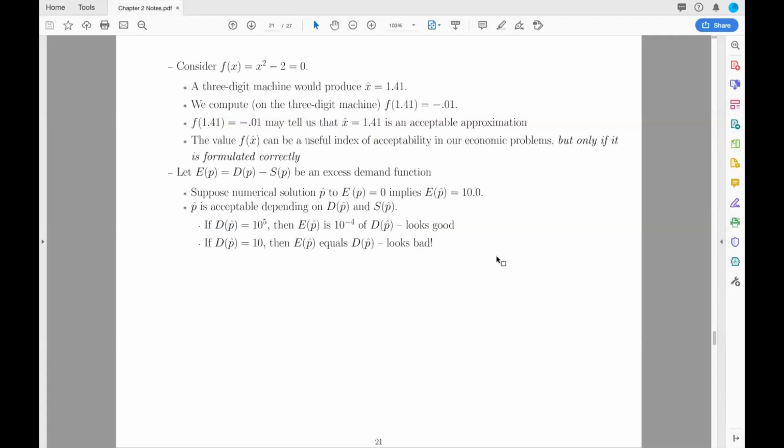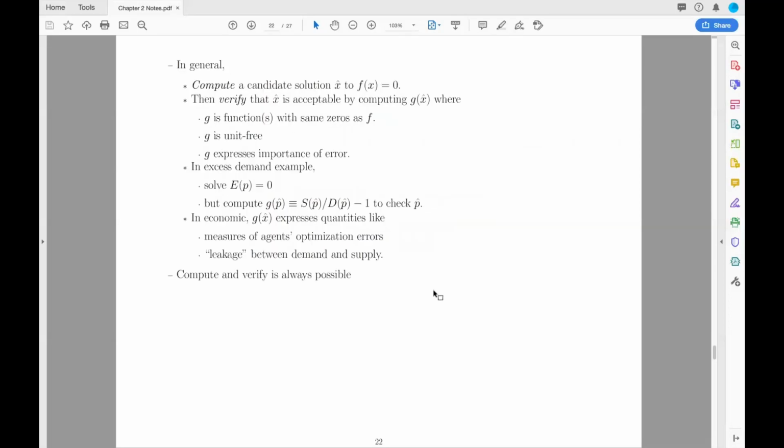So that's what you want to do. This is basically taking the units out. But this may look like a big error, but when you properly think about the units involved, it may be quite acceptable. You have to think about the context of the problem in order to decide whether or not the error is acceptable. So in general, you use some numerical method to compute what I often call a candidate solution.